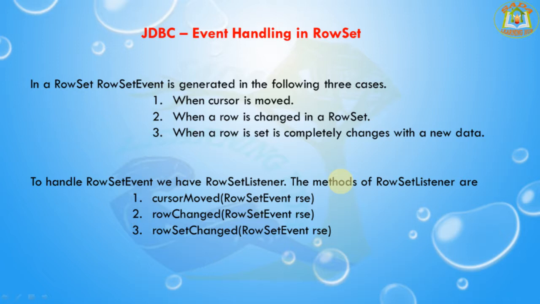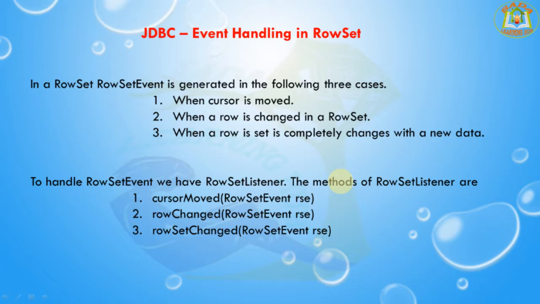Next, I'm going to discuss event handling in the RowSet. In a RowSet, an event is generated in the following three cases. The first case is when the cursor is moved. Whenever we move the cursor from one row to another row, the event will be fired.